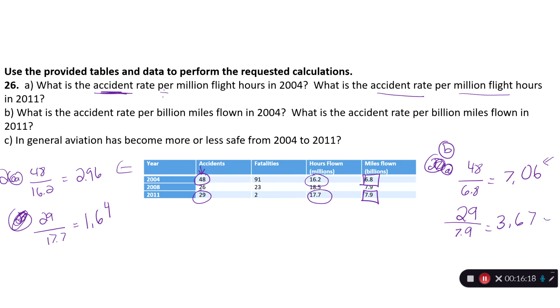And the question is, in general, has aviation become more or less safe from our 2004 values to our 2011 values? So we have lower numbers, which is great news. We want there to be fewer accidents for every so far distance. So this is looking safer. Good news, huh?